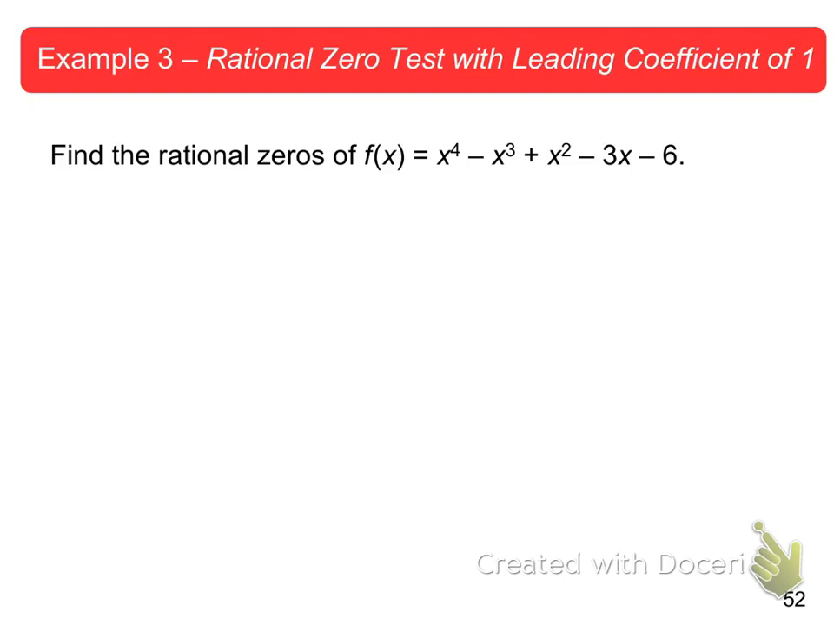Number 2. Why? Choose a factor of 6. What's another number that makes sense? 3. What's another number? 6 itself. What about 1? What about negative 1? Negative 2, negative 3, and negative 6.